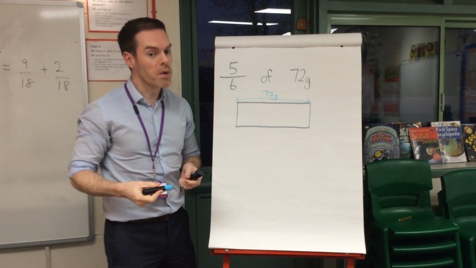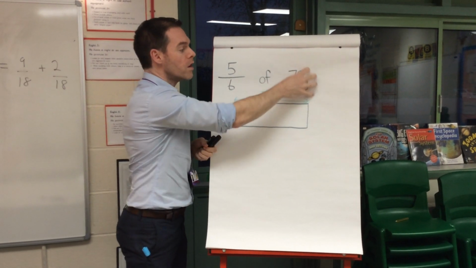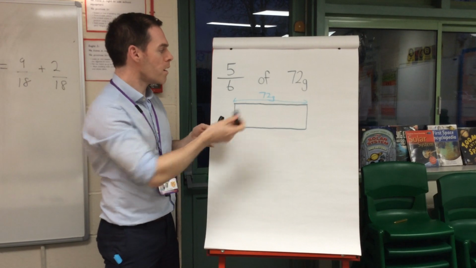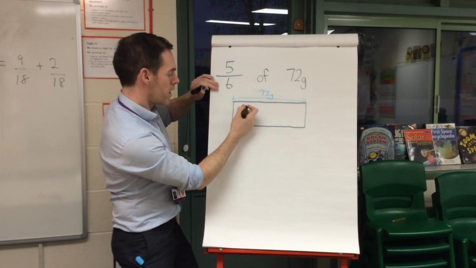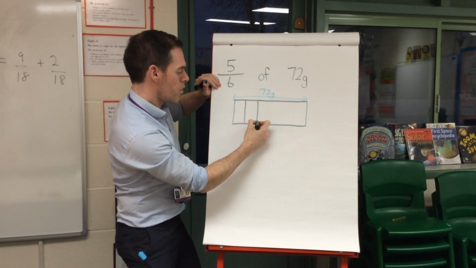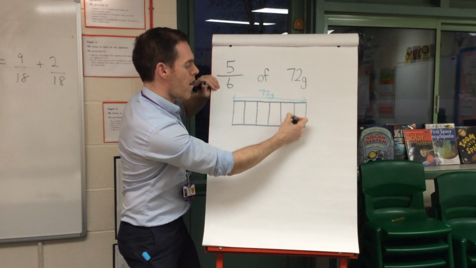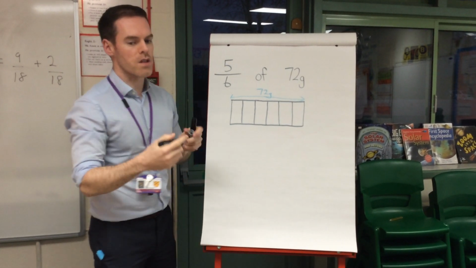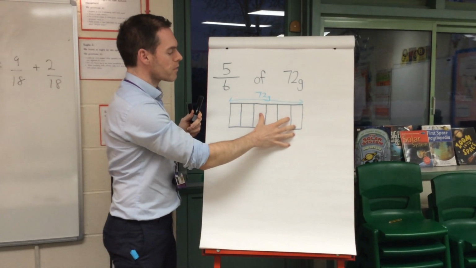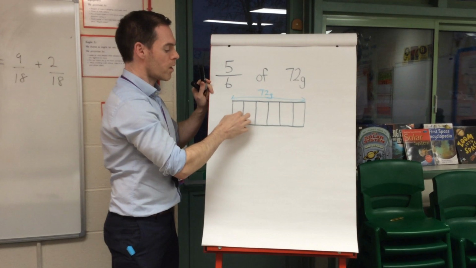Now remember, the denominator always tells you the total number of parts your whole is divided into. So my denominator is 6, so I know that my bar, my 72 grams, has been divided into 6 equal parts. So it's 1, 2, 3, 4, 5, 6. And you'd obviously do this a lot neater with a ruler. So we've got our 6 equal parts. So my 72 grams has been divided into 6 equal parts.